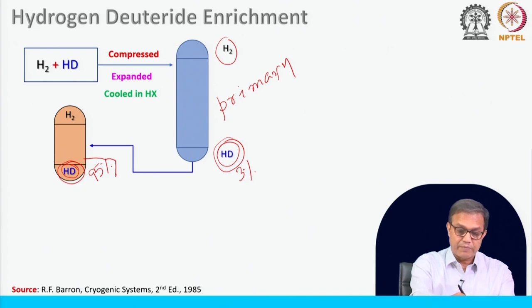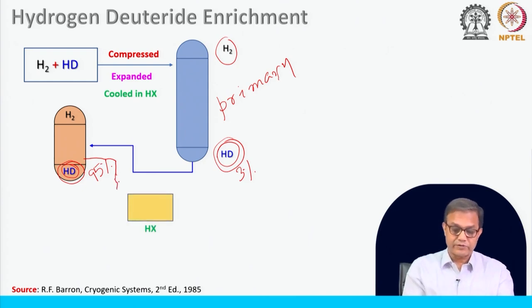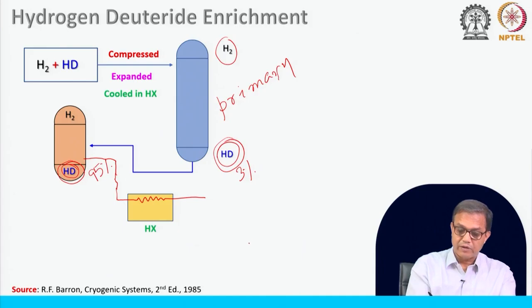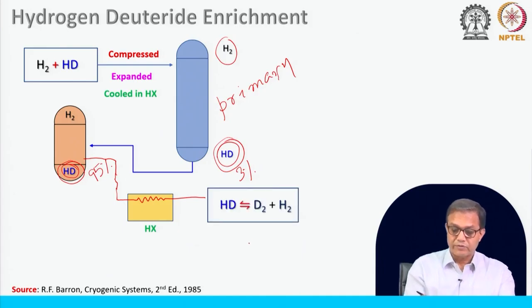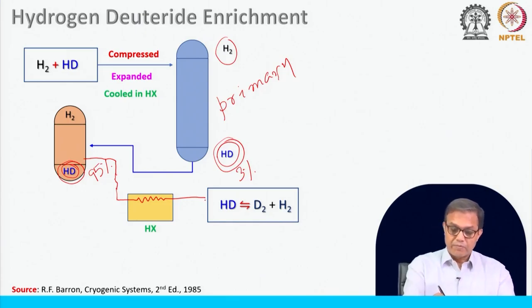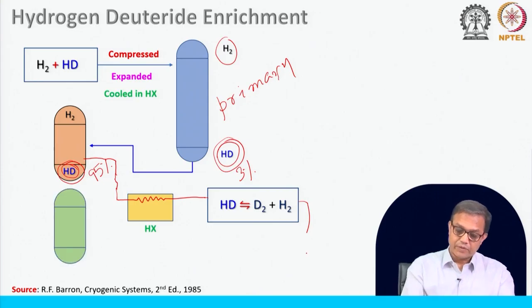We will take the vapor part from heat and then we will put it into a heat exchanger. So, in this heat exchanger, what will happen? This will be taken into this reaction, where hydrogen deuteride will be decomposed into deuterium and hydrogen. So, from here what we will try to do is that this deuterium will be taken back into another column, and this deuterium will be going back.